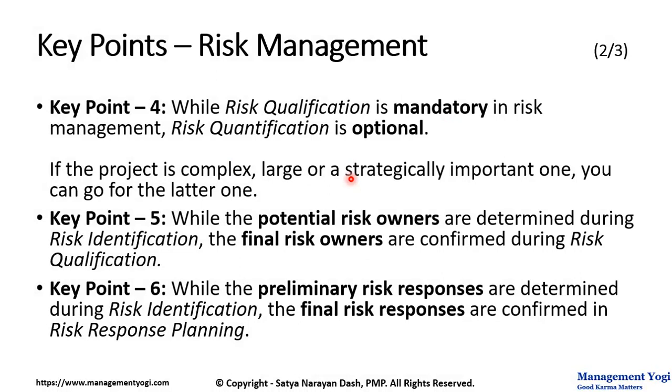Key point 5. While the potential risk owners are determined during risk identification, the final risk owners are confirmed during risk qualification. Key point 6. While the preliminary risk responses are determined during risk identification, the final risk responses are confirmed in risk response planning. You will understand the significance of it as we proceed across the steps in risk management.